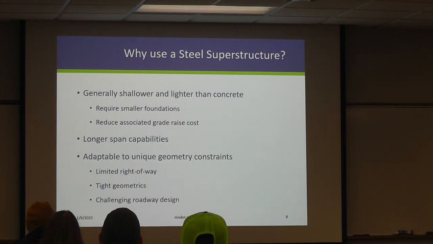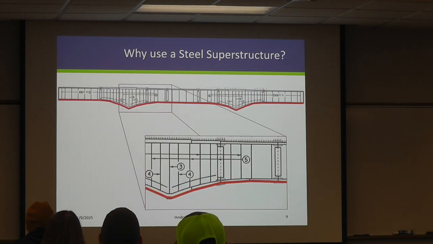So pre-stressed beam has to be a straight element. There's nothing that we can do to change that. With steel, we can do curves, we can do rolls, do a lot of different things that can help us get around challenging roadway geometrics. So let's look at this a little bit.